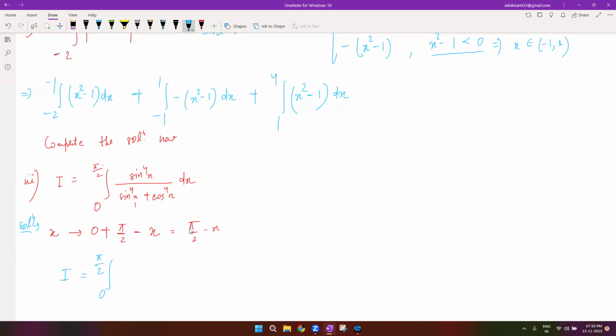Your x will change with pi by 2 minus x. So this becomes sine of pi by 2 minus x to the whole power 4 divided by sine of pi by 2 minus x to the whole power 4, and then again cos of pi by 2 minus x. Pi by 2 is 90, by the way.